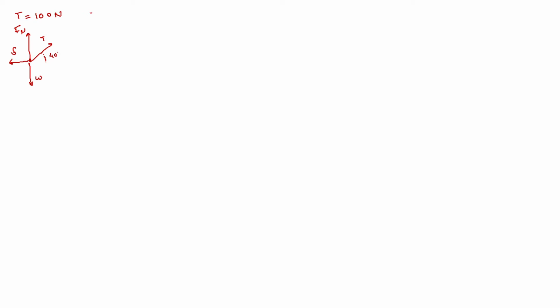Okay, so we need to do the sum of all the forces going on in X, and from here I can notice that it's T cosine of 40 minus the friction force, and that thing is not gonna move, so it's gonna be equal to 0. And the forces in Y are gonna be the normal force plus the T sine of 40 minus the weight, and that's gonna be equal to 0.